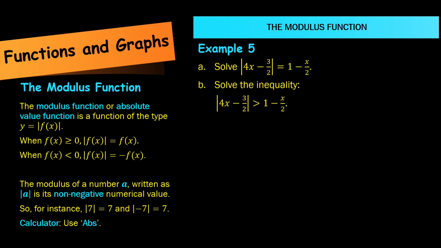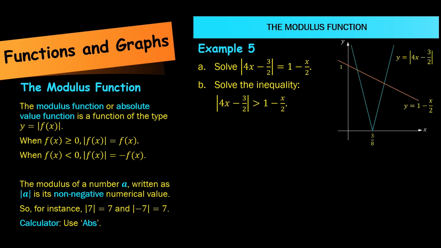Now let's have a go at another example. Pause the video and have a go. Press play when you're ready to view the solutions. So in example 5, we're required to solve mod 4x minus 3/2 equals 1 minus x over 2. We need to begin by sketching the right-hand side and the left-hand side of the graphs of this. This will help us to understand the question and also solve for x.